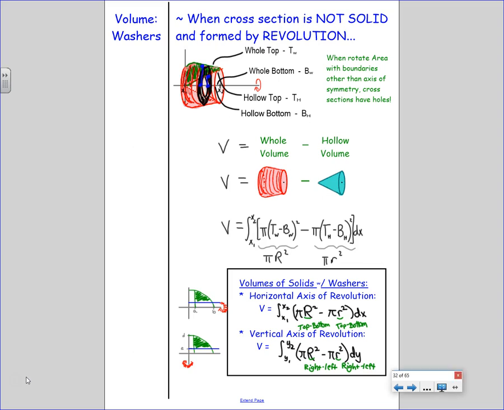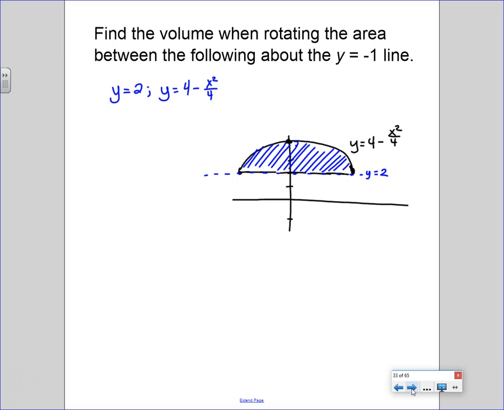Yeah. So, ready, set, go. Oh, come on, babies, let's go. Let's do it. If you want to sketch it, even better. If you don't, totally fine, you don't have to. You're rotating about y equals -1.